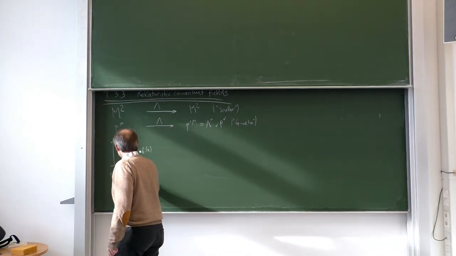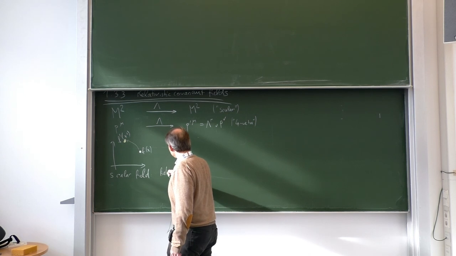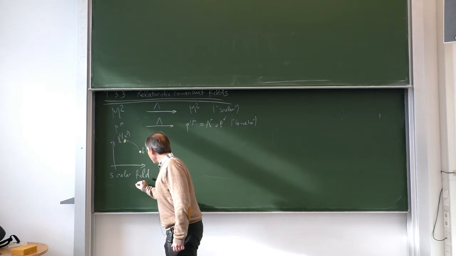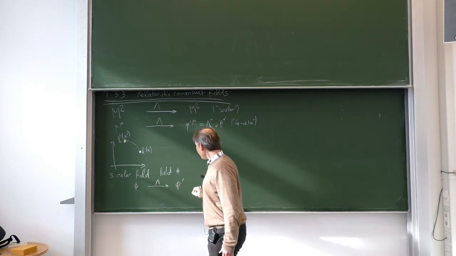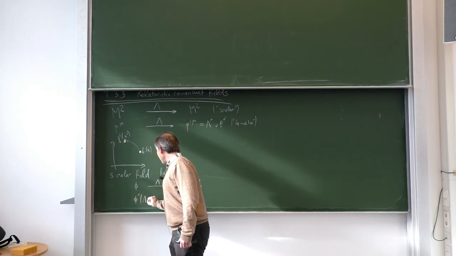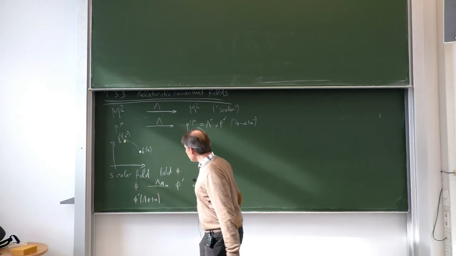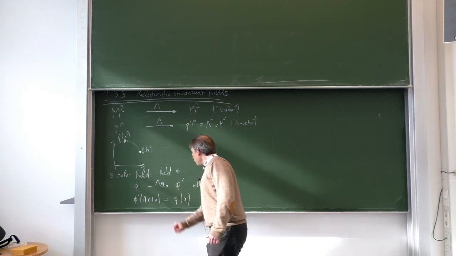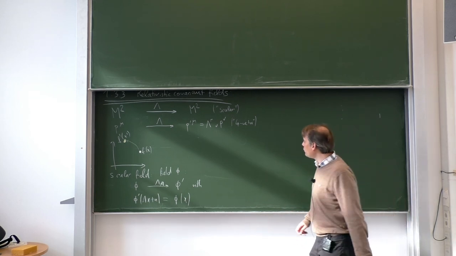A scalar field is a field phi defined on spacetime with the following transformation property. Under Lorentz transformations, phi goes to a new field, phi prime, with the property that phi prime at the transformed point lambda x, and we can now also do a Poincaré transformation, lambda x plus a, is equal to the original phi at x. A field with this behavior is called a scalar field.